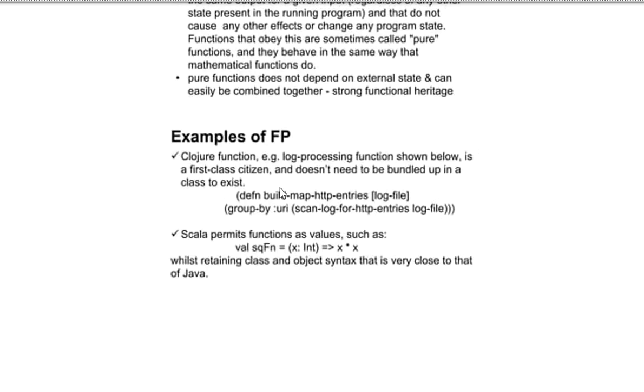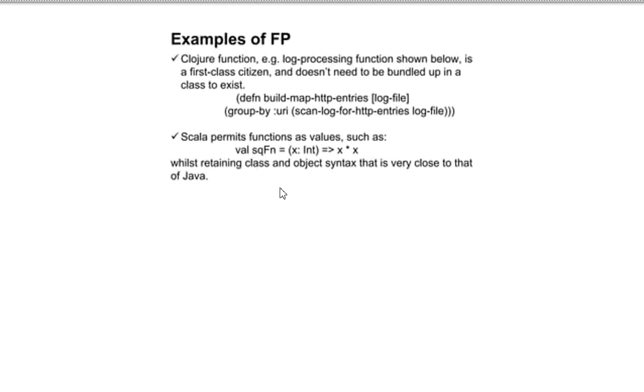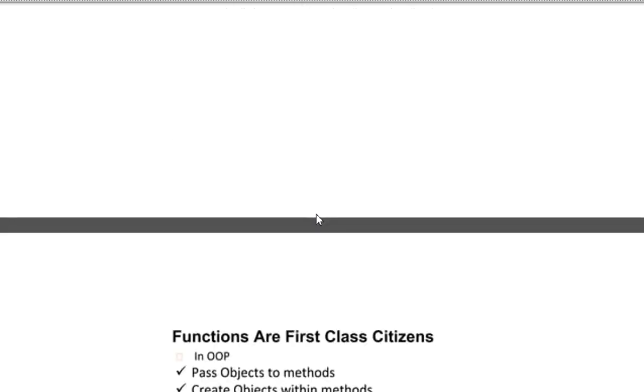For example, for functional programming we have different examples: Clojure and Scala. In Scala, the square function is denoted as a value, with x as Int in the brackets, and it becomes x * x. So the square function is assigned the x squared value. This kind of syntax is very close to Java. So this is an example of functional programming.